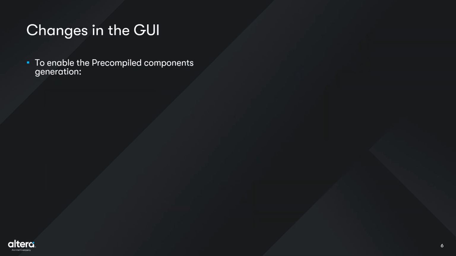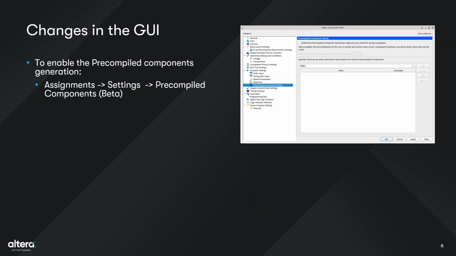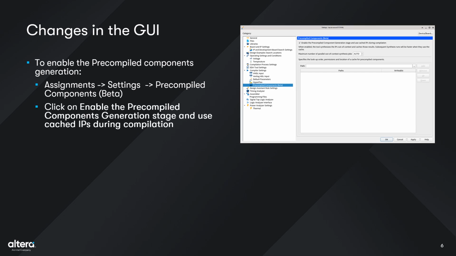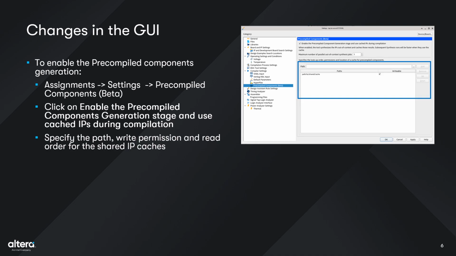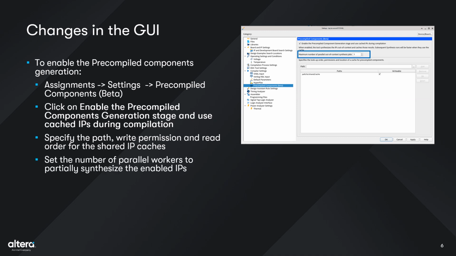Now let's see how to use this feature. Start by enabling the feature going to Assignments, Settings, and Precompiled Components. Notice that the feature is not enabled by default. Check the Enable the Precompiled Components Generation stage and use cached IPs during compilation checkbox. Then, to enable shared caches, specify their paths, write permissions, and access order. Finally, set the number of parallel jobs to compile the IPs. It's highly recommended to set this parameter to auto, thus letting the Quartus compiler compute the best value.